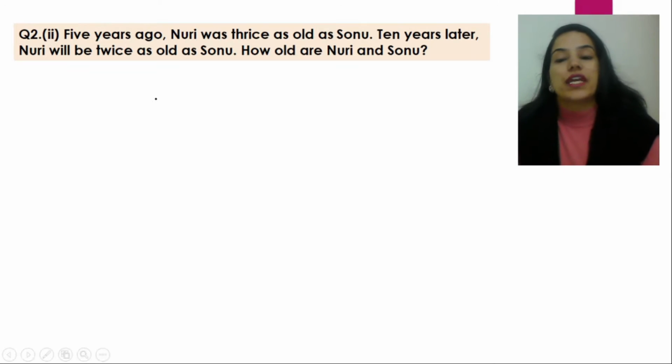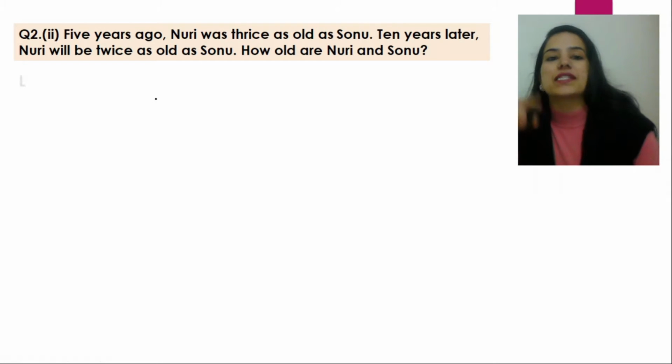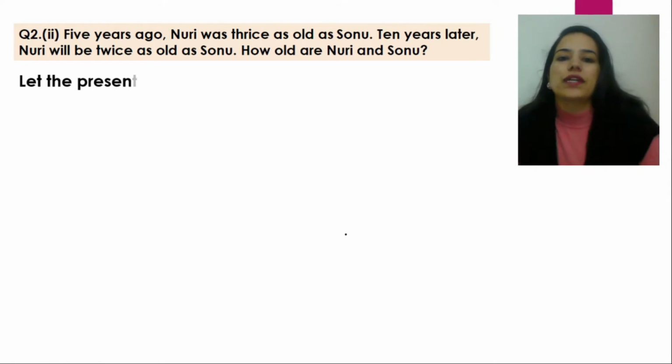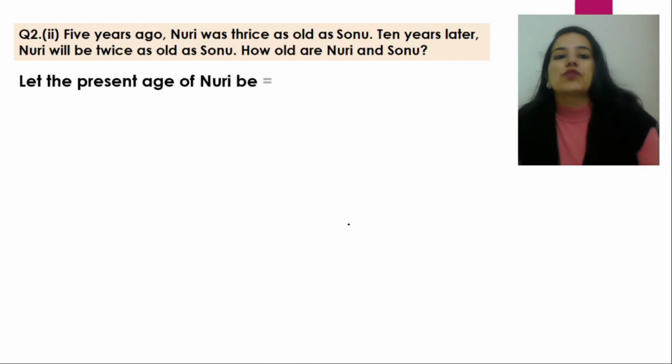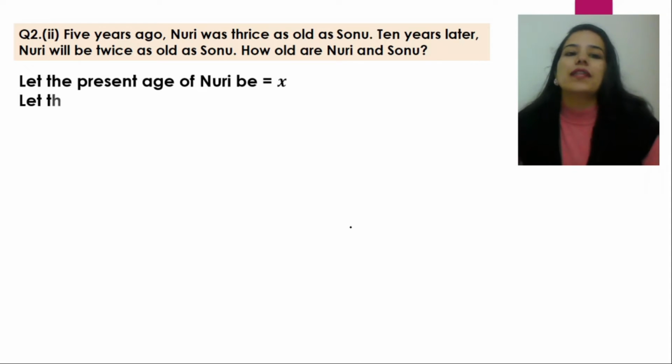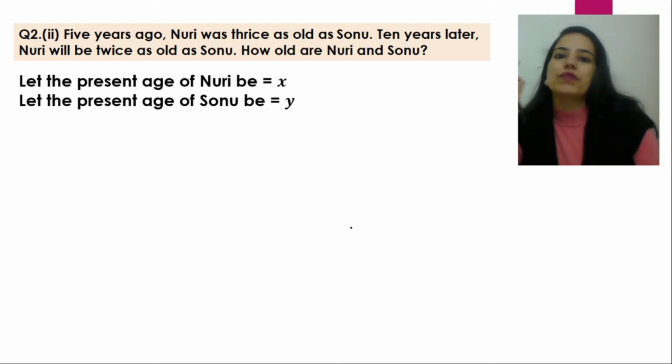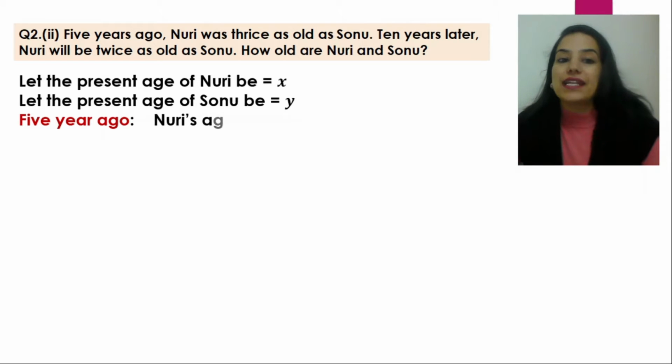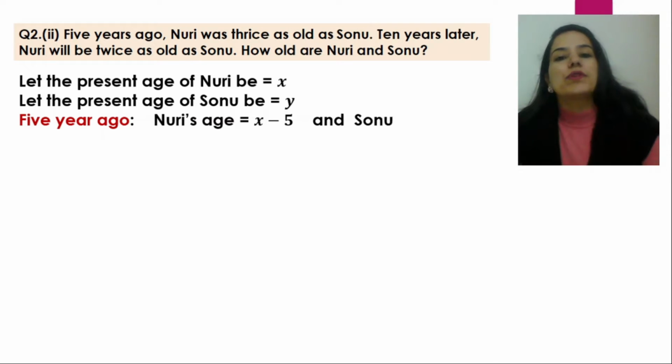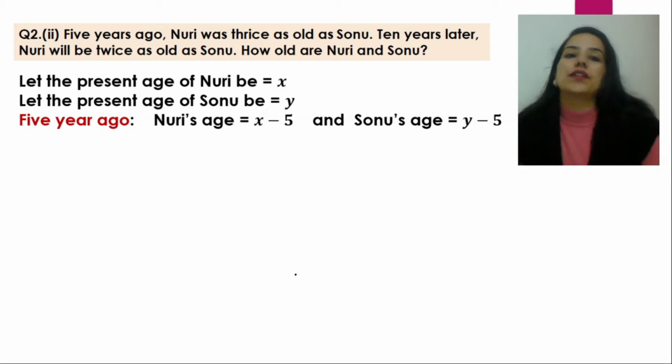Five years ago, now age questions. Always remember the present ages are always x and y. So Noori and Sonu: let the present age of Noori be x and the present age of Sonu be y. And then 5 years ago, we will calculate on our own first by subtracting 5 years, then look at the condition. I have not even read the condition, right? Now 5 years ago, Noori's age will be x minus 5, and Sonu's age y minus 5. Correct?